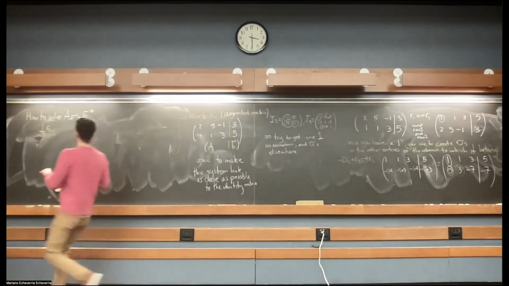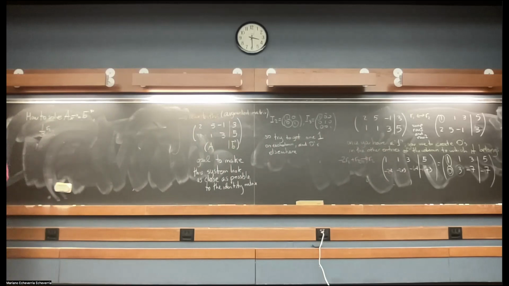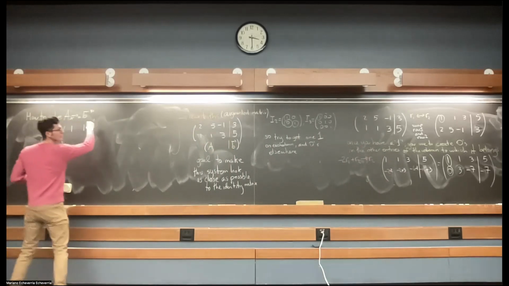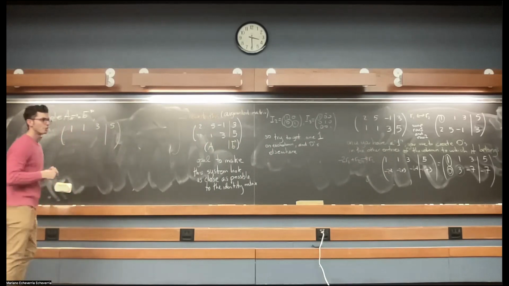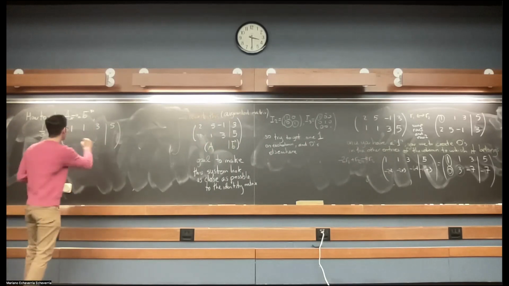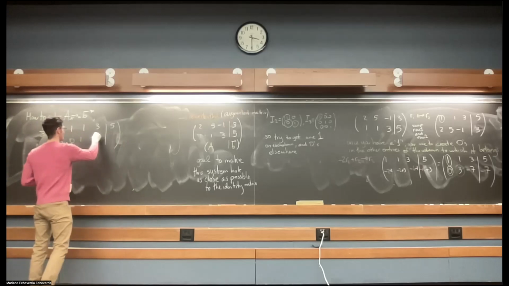So I'm going to do 1/3 of row 2. That means row 1 is left untouched. So it's 1, 1, 3, 5, right? And now row 2 becomes what? It becomes 0, 1, -7/3, and -7/3.